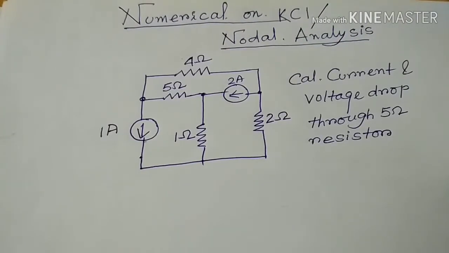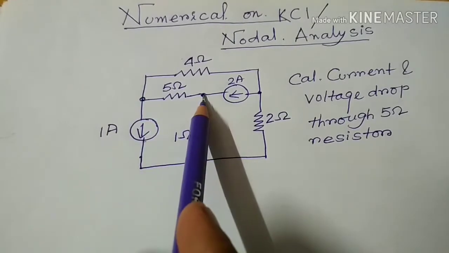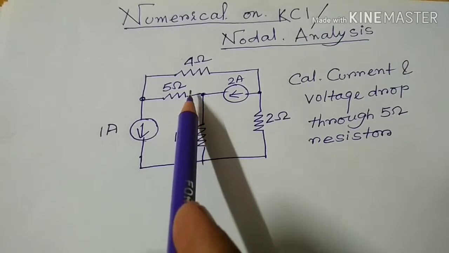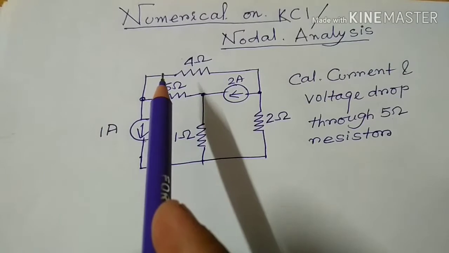So friends, this is the circuit diagram and the question is: calculate the current and voltage drop through the 5 ohm resistor. With the application of nodal analysis, we need to calculate the voltage drop across the 5 ohm resistor and the current through the 5 ohm resistor. So let's start the problem.